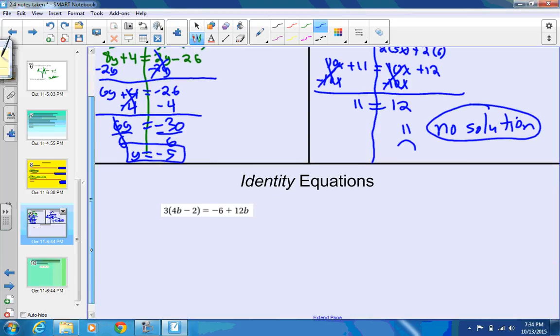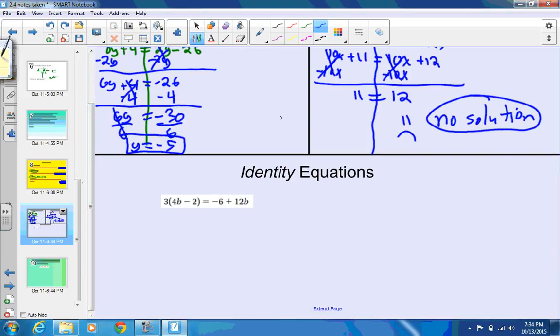Now this last one would be an example of the identity situation. So I'm going to make this wall again. We're going to try to simplify this and follow the steps. So the first step is to check for any combining like terms on each side or distributive property. The right side, there's nothing I can do here. That's just negative 6 plus 12b. Can't be combined because one has a b and one doesn't. Left side, though, I see that I can do the distributive property with the 3. So I end up with 3 times 4b. Bring down the minus and have 3 times 2.